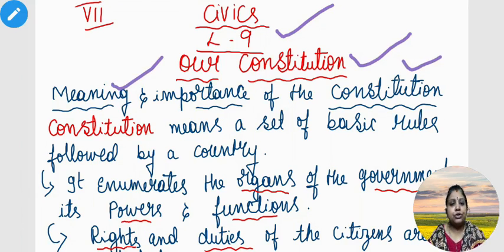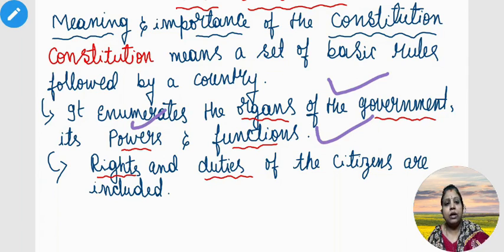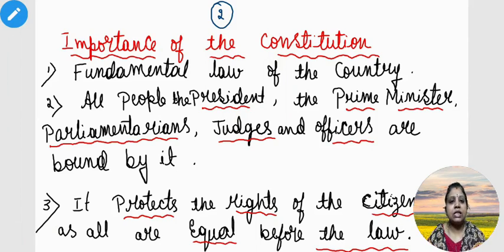What is a constitution? Constitution means a set of basic rules followed by a country. Our Constitution enumerates the organs of the government and its powers and functions. Next point, we discussed how our Constitution guides the rights and duties of the citizens included in it. Second point, we have discussed the importance of the Constitution.